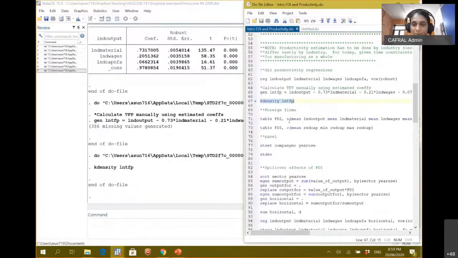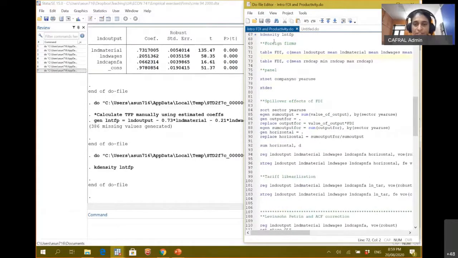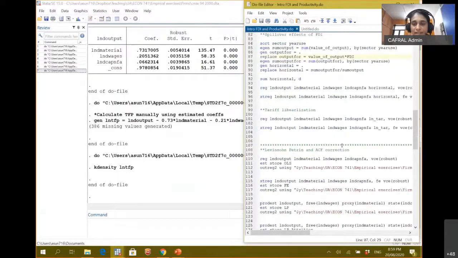Okay. Now, for those of you who are interested, my do file is available. I have generated some indicators for foreign firms, so foreign presence, and I have looked at the spillover effects of FDI. If you want, you can follow my code and look at FDI spillovers and how they impact productivity. That is this section of the code. I don't have time for this, so I'm not going to do it, but you can follow the code.